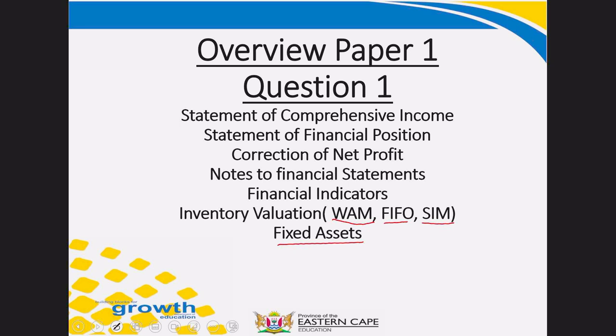Now, it doesn't mean that all of these will be assessed in question 1 of paper 1. There will be a combination of them. They might ask you a full statement of comprehensive income with a full statement of financial position, or a statement of comprehensive income with a section of the statement of financial position. They might also ask you the correction of net profit with a full statement of financial position.